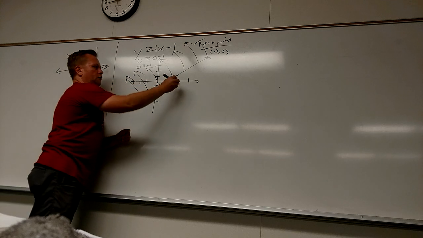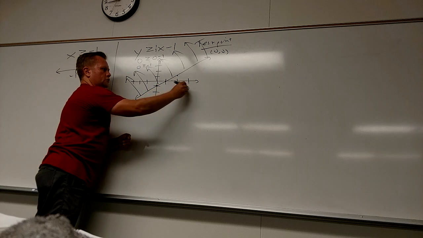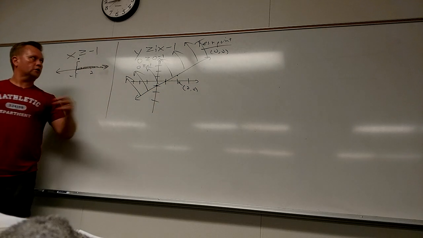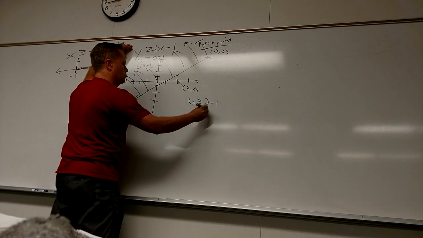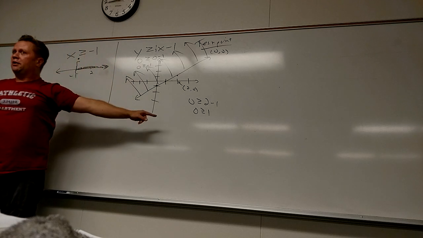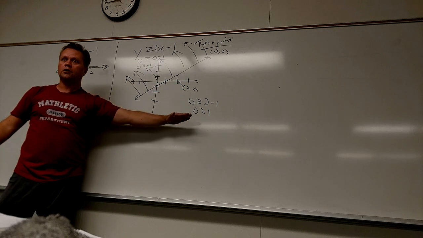So if I try this point, what point is this? 2, 0. If I put that point in, what should happen? It shouldn't work. So if I put a 2 there and a 0, is 0 bigger than or equal to 2 minus 1? Is 0 bigger than or equal to 1? No. So it makes sense. That didn't work. It's on the not work side.